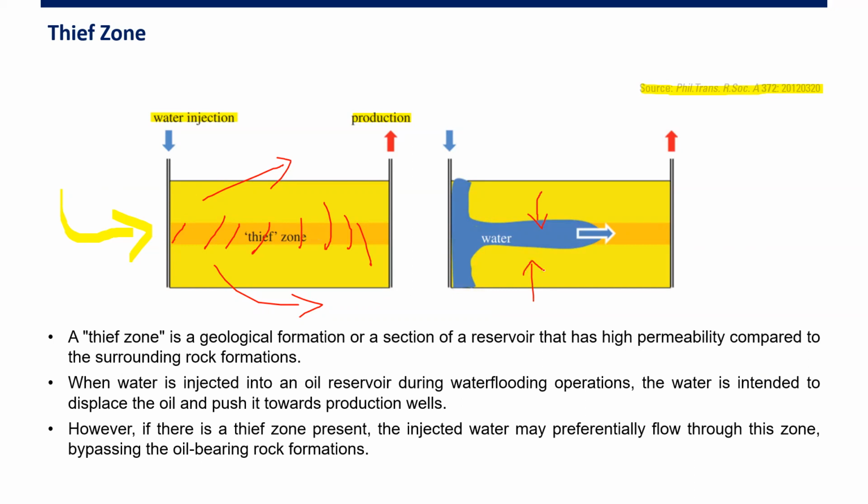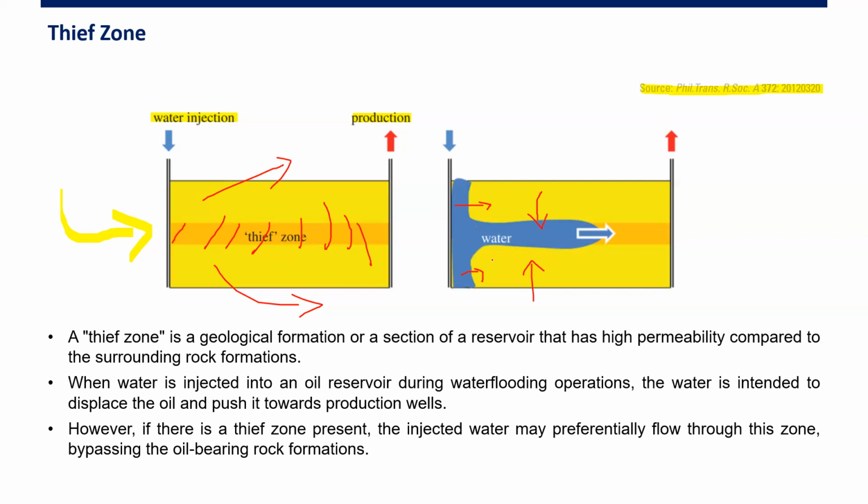Most of the water will find this layer because this is the pathway with the least resistance. The water will prefer to flow across this channel, this layer, and that's why we call this zone a thief zone, because it steals the water, thereby reducing the sweep efficiency at the reservoir section here.